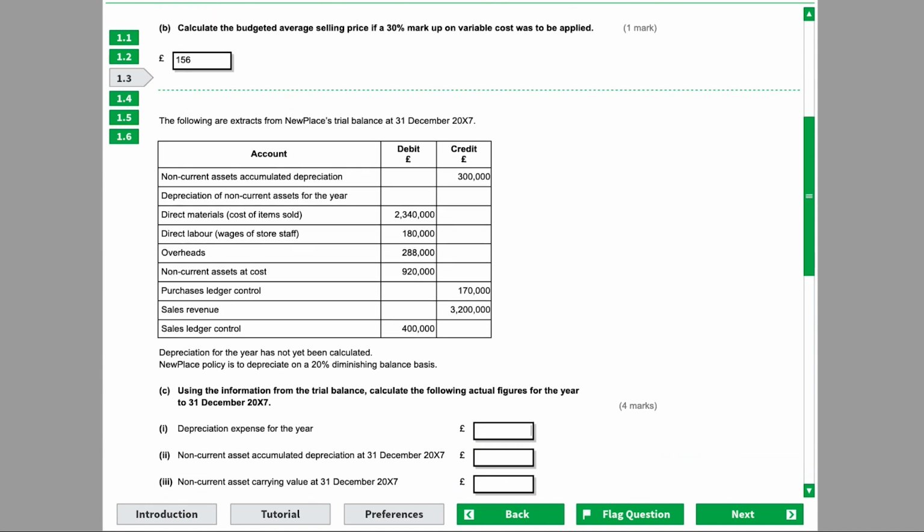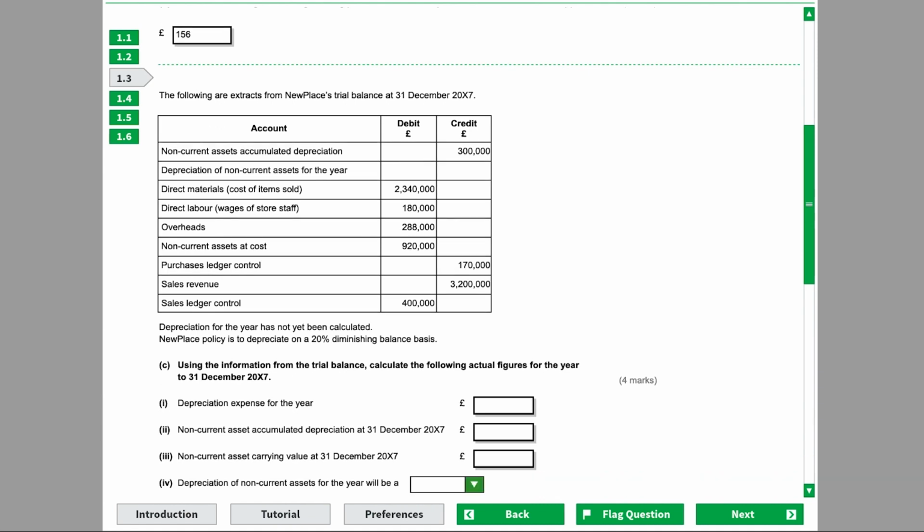The following are extracts from New Place's trial balance as at the 31st of December. So we can see below that we've got an extract from the trial balance. It then says, depreciation for the year has not yet been calculated. New Place policy is to depreciate on a 20% diminishing balance basis. Part C, using the information from the trial balance, calculate the following actual figures for the year to the 31st of December 2017.